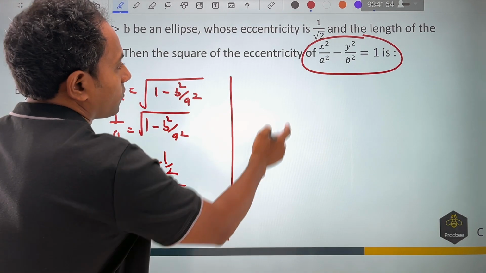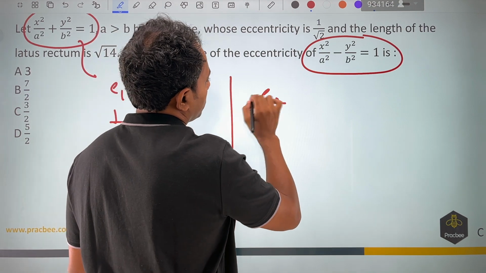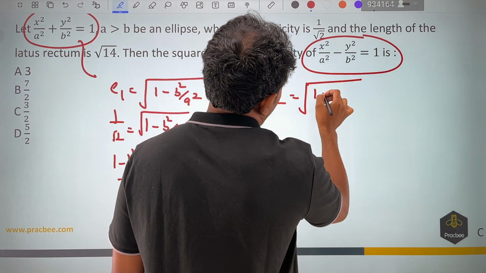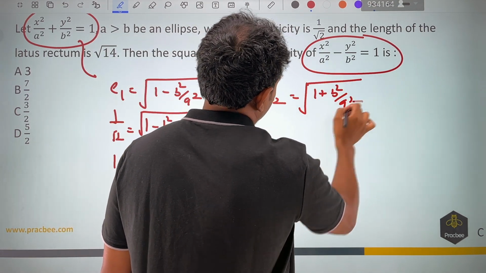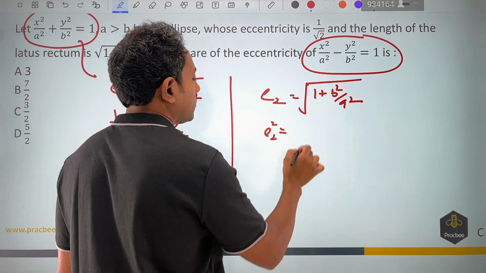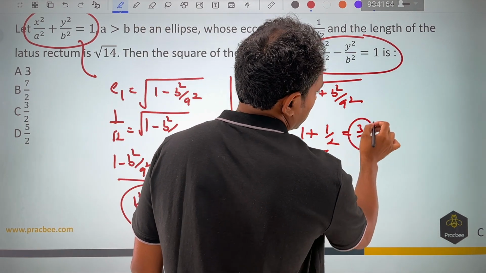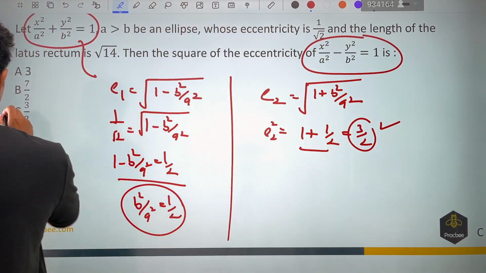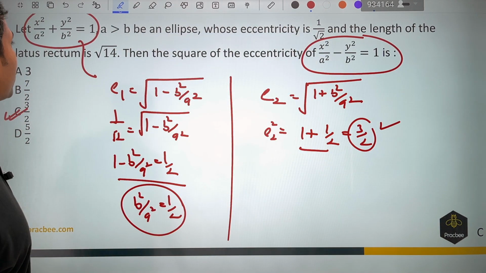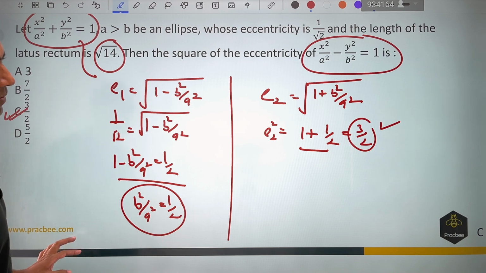Now in the next part, they want us to find the eccentricity of the second. So this is root of 1 plus B square by A square. What they are asking is the value of E2 square. B square by A square is nothing but 1 by 2, so the answer of this question becomes 3 by 2. Let us check the options. Option C satisfies. This one extra piece of information is given that I don't think is required.